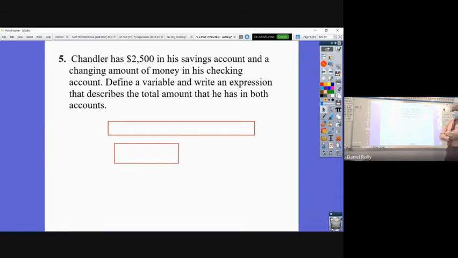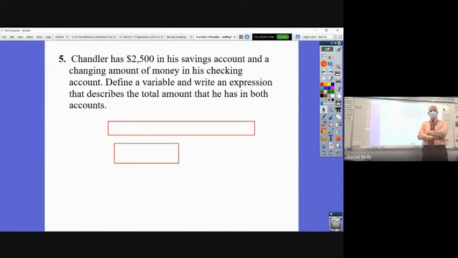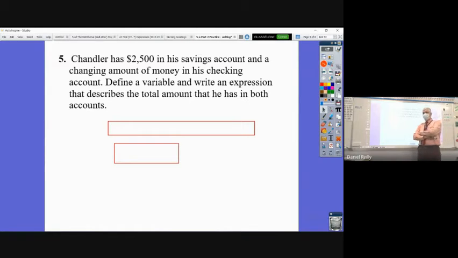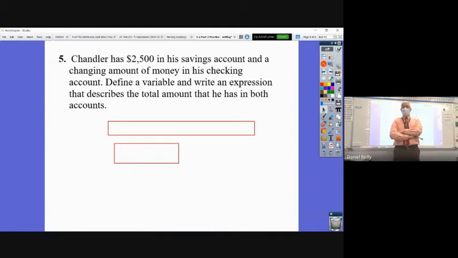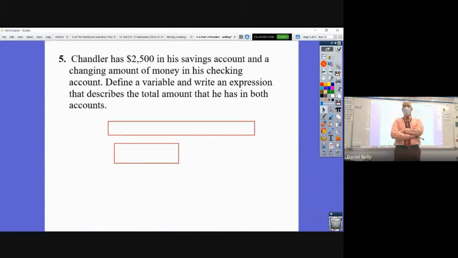So what's the variable for this one? Carlos. So just $2,500. Okay, $2,500 is not a variable. Why is $2,500 not a variable? It's a number. What do variables do? It's like covers up for something like V or Z or X. Yeah, a variable is a letter that represents a changing number or a number that you don't know.